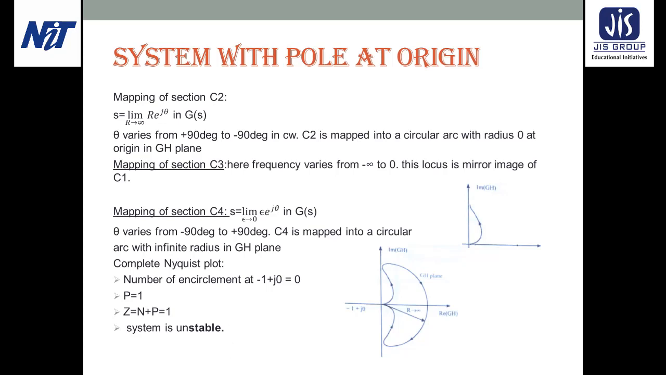And if there are no open loop poles at the right hand side, then P becomes 0, and if there is no encirclement of -1 plus j0 in the Nyquist plot, then N also becomes 0, and Z is equal to N plus P, which gives Z equal to 0. So the closed loop system becomes stable. Using this method, we can easily find out whether the given system is stable or not by using the Nyquist criterion.